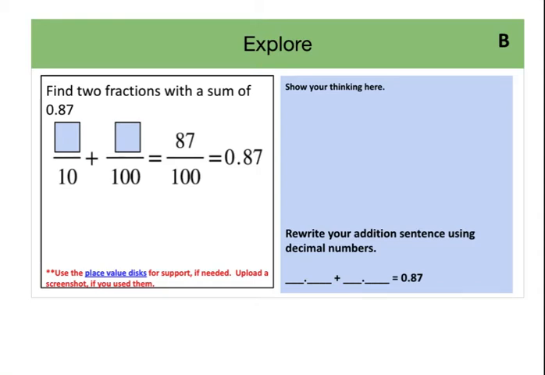Okay, so again, students might answer this question by saying 8/10 and 7 hundredths, right? And just break it apart by place value. You might have other students come up with a number they're comfortable with. So maybe they might say 5/10 and then add to it 37 hundredths.